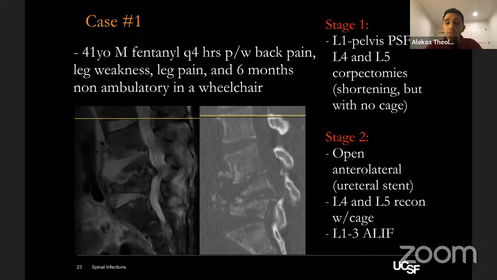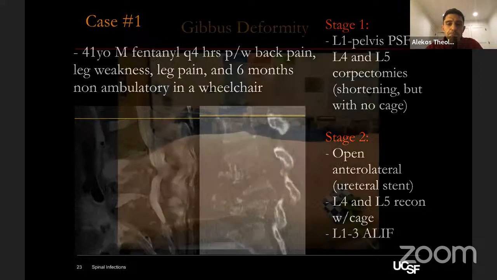That was then followed about a week later by an open anterior lateral operation, placed a ureteral stent on the left side, and then filled the open space from L3 to S1 with an expandable cage. We also did A-lifts at L1-2 and L2-3 to provide circumferential fusion to minimize the risk of him having a non-union at the upper lumbar levels.